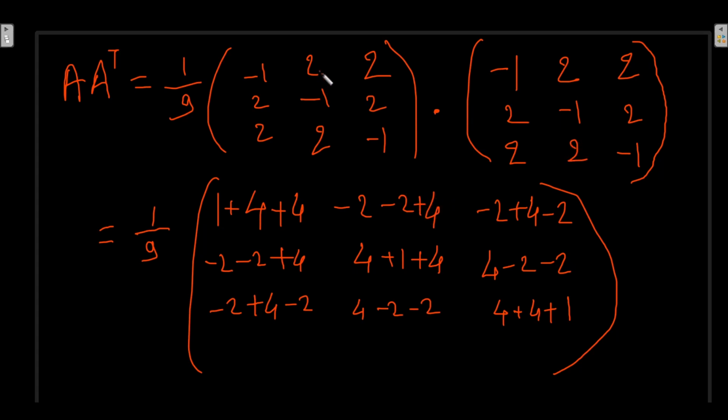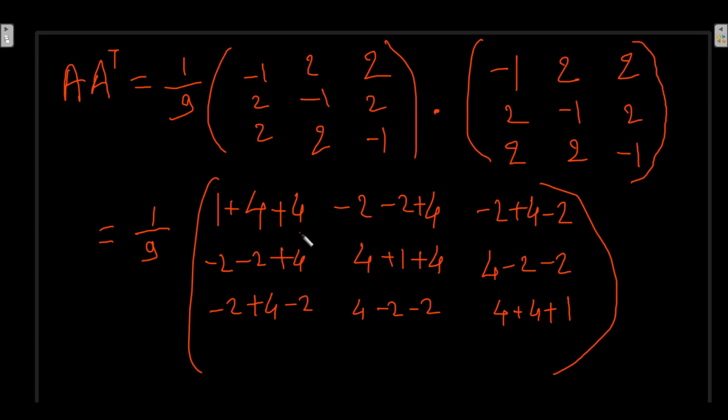Okay, then what will happen? Then first row will go with third column after that. Okay, so -1 multiplied by -2, plus 2 multiplied by +2 will become +4. Plus 2 multiplied by -1 became -2.